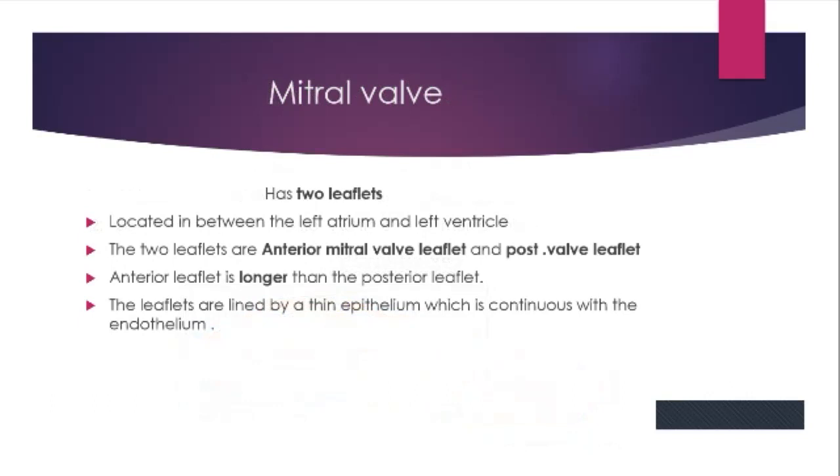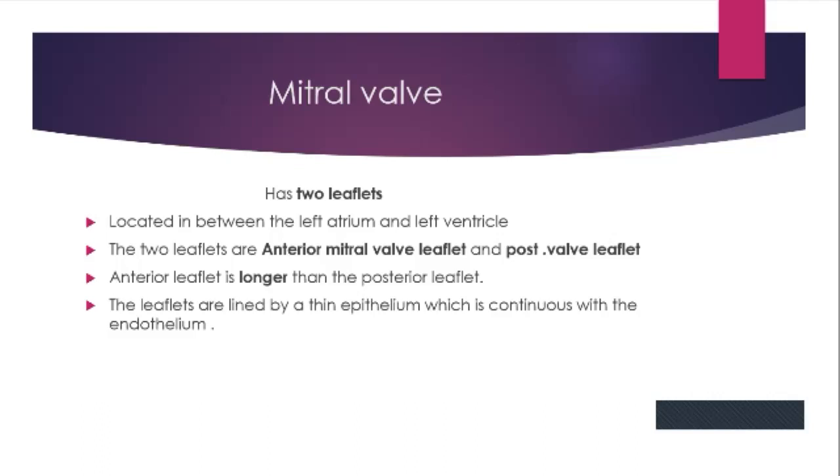Now, the mitral valve has two leaflets. It is located between the left atrium and the left ventricle. So this one handles oxygenated blood. The two leaflets are the anterior mitral valve leaflet and the posterior mitral valve leaflet.